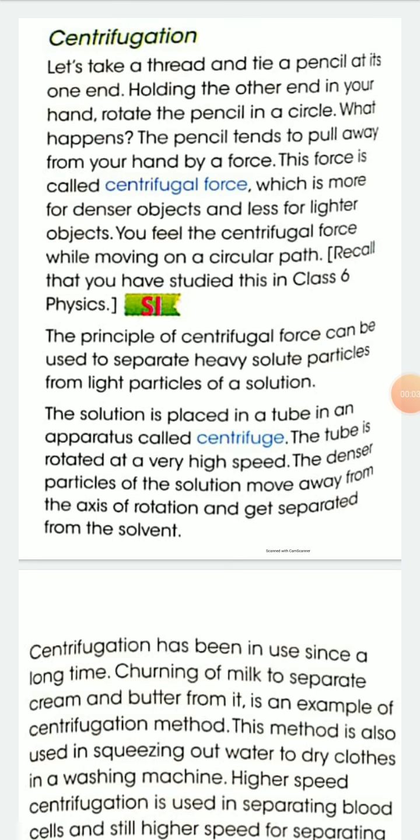Today I'll discuss different types of separation techniques of a mixture. In the previous video, I told about some types of separation techniques. Today I'll continue the same topic.